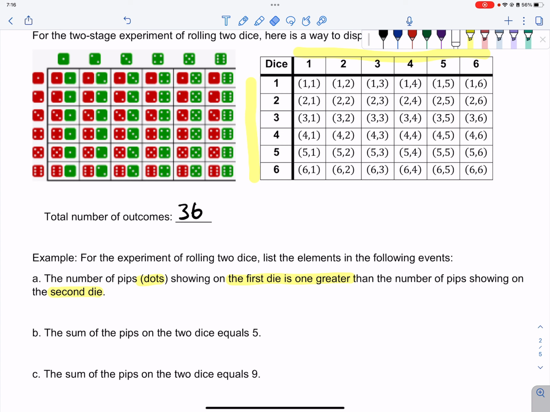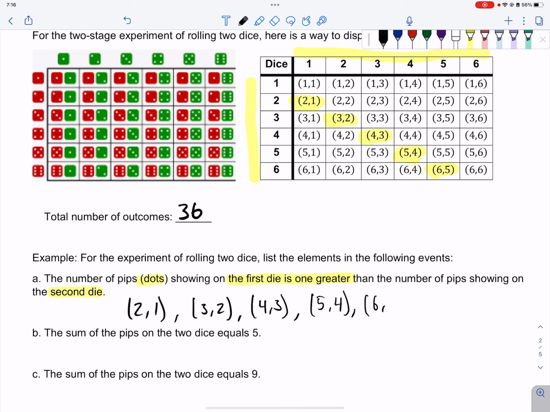Well, the first one I see is 2, 1. So that satisfies this criteria. And then we have 3, 2. 4, 3. 5, 4. And 6, 5. As all of our different outcomes in this event.